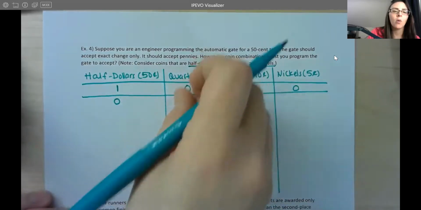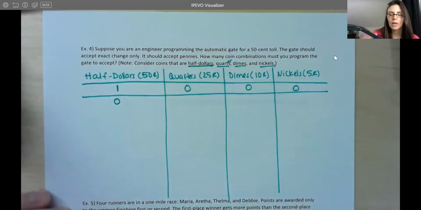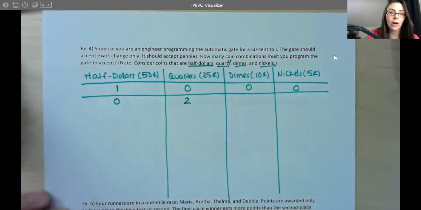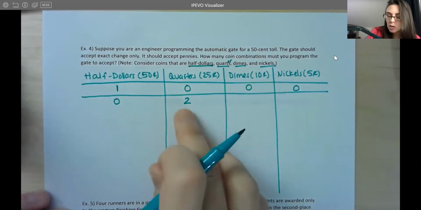So now I'm going to think about my quarters. That's going to be my next highest amount. How could I pay using quarters? The easiest way to pay with 50 cents is to use 2 quarters, right? Because 25 cents plus 25 cents is 50 cents. So I could use 2 quarters, and then I would use nothing else.